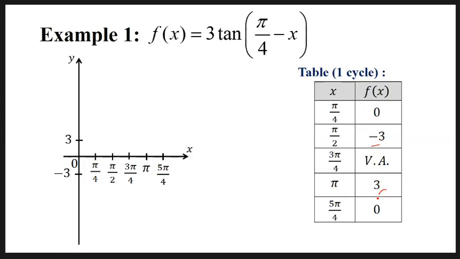Then next, we plot in the point accordingly. So the first pair, I will have it pi over 4 and 0. Second, I have it as pi over 2, -3. Follow, I have the vertical asymptote. I have pi and 3, 5 pi over 4 and 0.